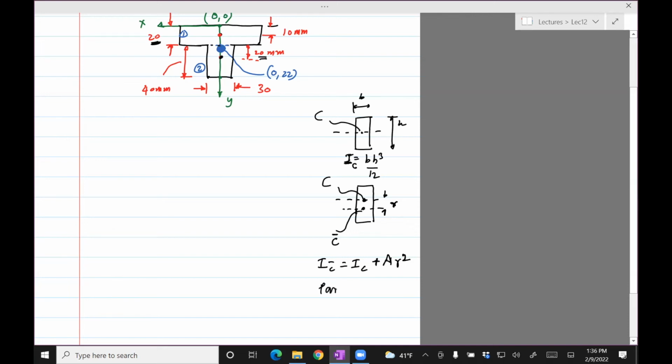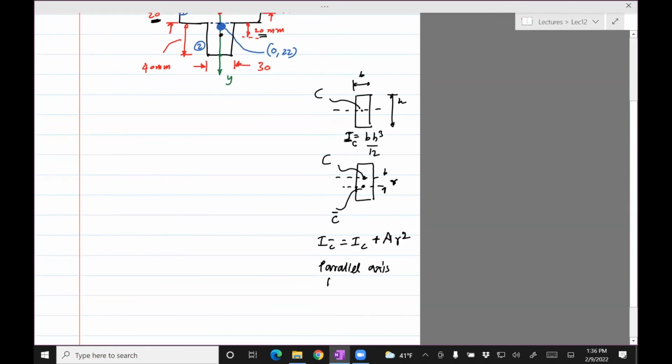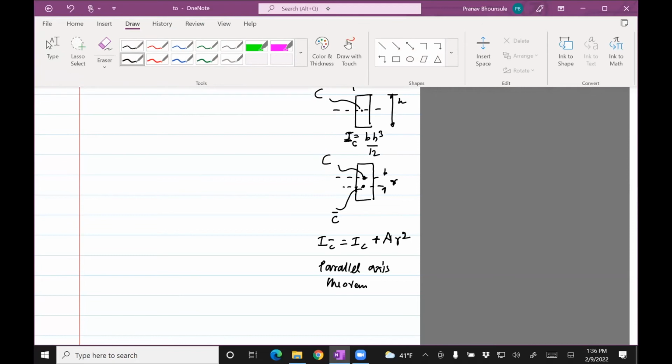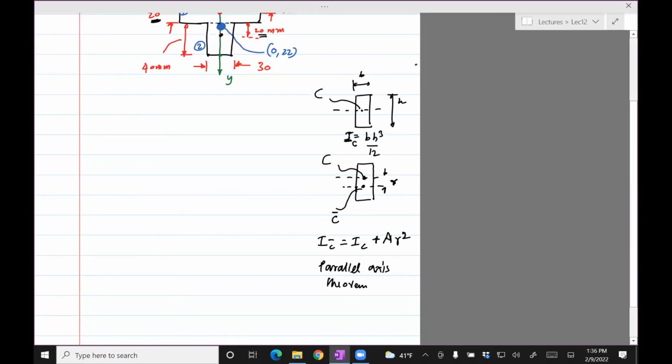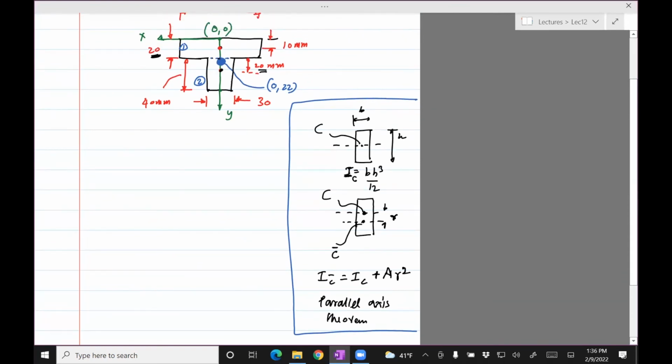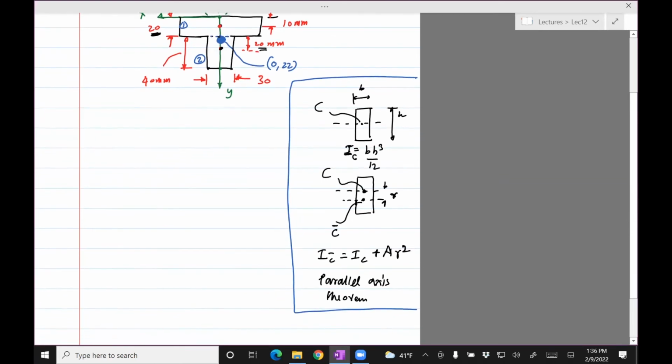This is known as the parallel axis theorem. I'll use this because in this case, the neutral axis does not pass through the centroid of the individual rectangles, right? It is 22 mm, which is not on the red dots I've shown. So I need to use the parallel axis theorem.